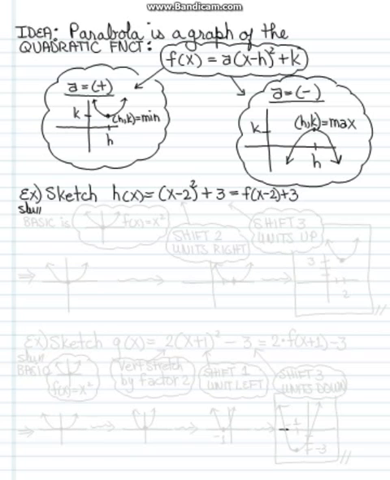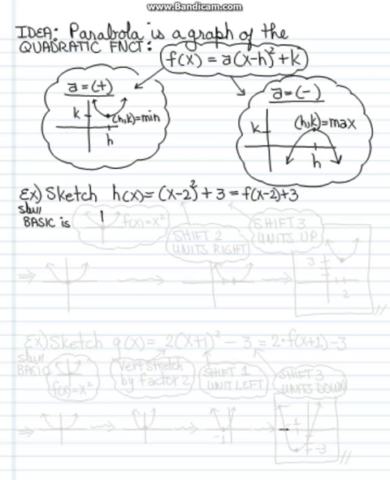Now let's look at this example. h of x equals (x minus 2) squared plus 3. You can view that as f of x minus 2, where f of x is equal to x squared, and then plus 3 on the outside. You could view it that way. So you could use translations like we've used before to see what we have here.